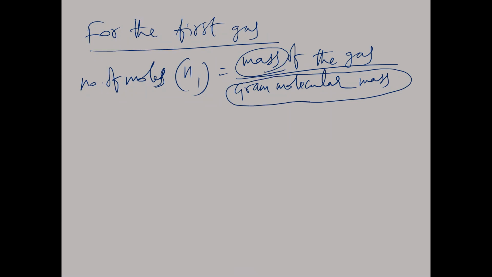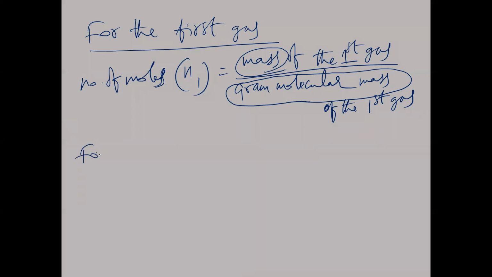So the number of moles of the first gas, n1, is equal to the mass of the first gas by the gram molecular mass of the first gas. This way we can get the number of moles of the first gas. Like that, the number of moles of the second gas and third gas we can also calculate. The number of moles of the second gas is the mass of the second gas by the gram molecular mass of the second gas. So the formula for the number of moles of any gas is given mass by gram molecular mass.